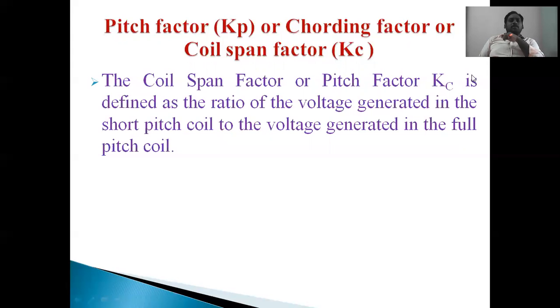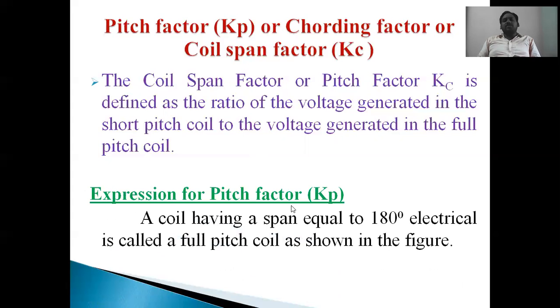The pitch factor is defined as the ratio of the voltage generated in the short pitch coil to the voltage generated in the full pitch coil. A corded coil is a short pitch coil. We can use a short pitch coil, but to determine the pitch factor, its generated voltage is compared with that of the full pitch coil. A full pitch coil is one whose coil span is equal to the pole pitch. We already discussed this in the last class.